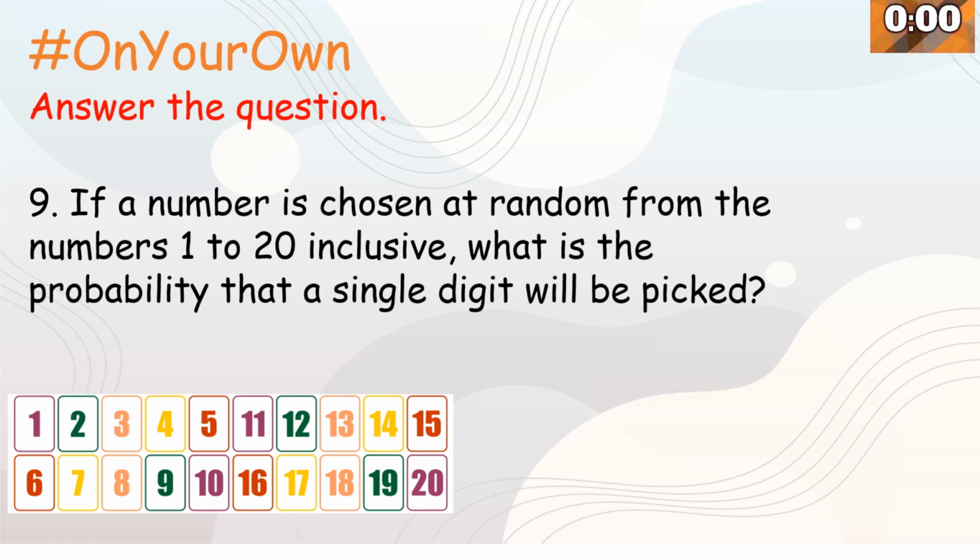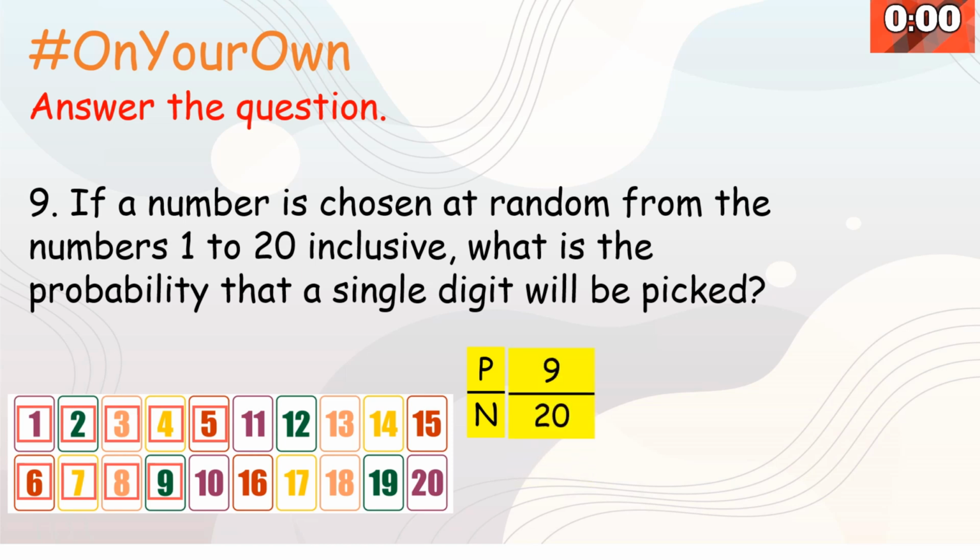Okay, time's up. Okay, let us show the answer. So P over N. We have the numbers chosen from 1 to 20 exclusive. We have 1, 2, 3, 4, 5, 6, 7, 8, and 9. So how many are those? So, nine. P or probability is equal to 9. Then, the number of times an experiment is done is 20. So, 9/20. Since there is no common factor for 9 and 20, the correct answer is 9/20.